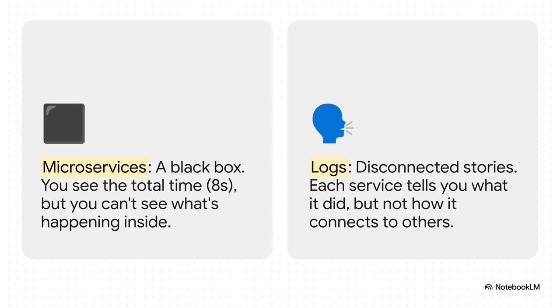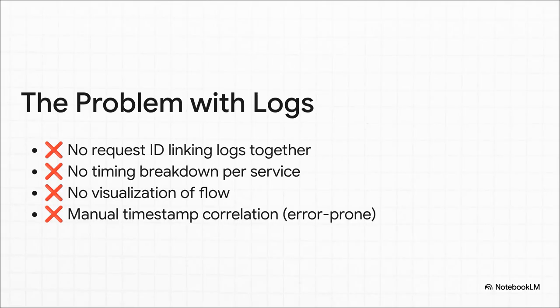You have no idea. Your only clues are the logs from each service, but they're like disconnected stories. Each one tells you what it did, but not how it connects to the bigger picture. And that's really the problem with only having logs. There's no single ID to follow one customer's journey from beginning to end. You can't see how long each step took. And trying to manually line up timestamps from a dozen different services, it's an absolute nightmare. It's slow, and you're going to make mistakes.